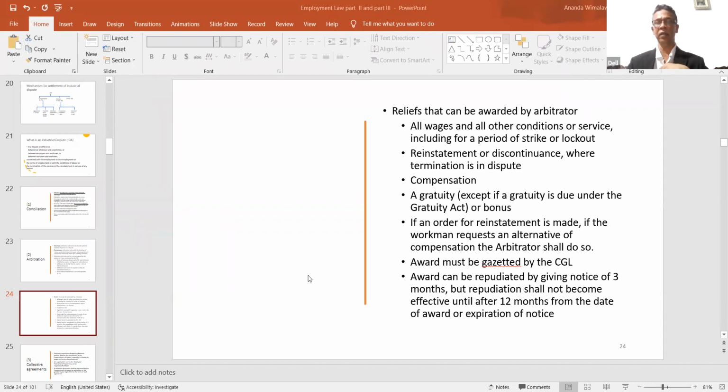A gratuity. Gratuity is next one, sir. Yes, a gratuity.